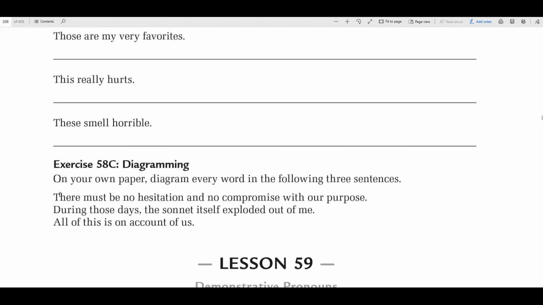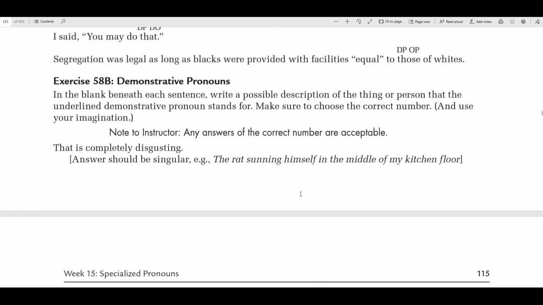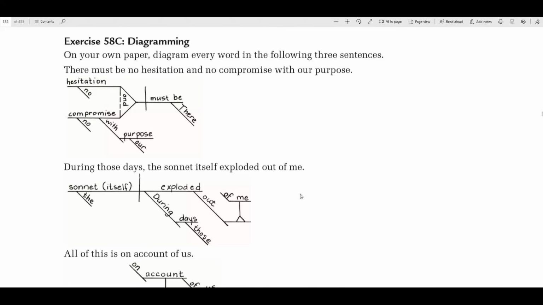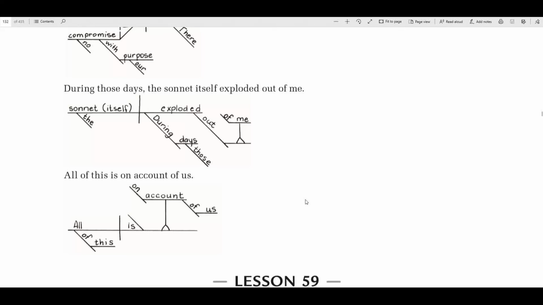Okay, let's do our diagramming checking. Okay, there you are. And that will be all for today.